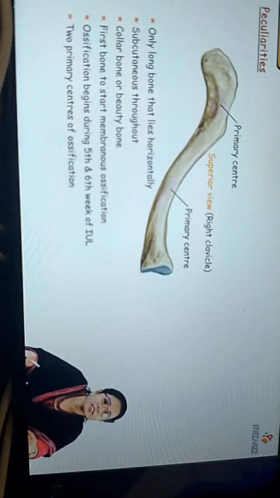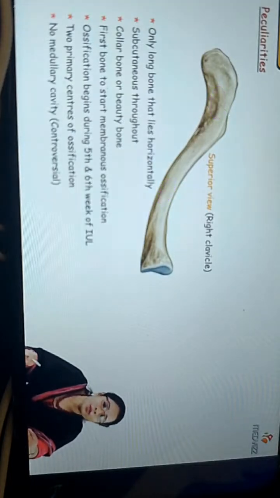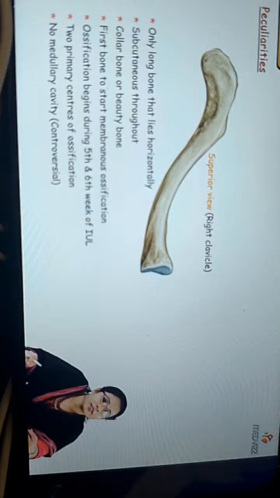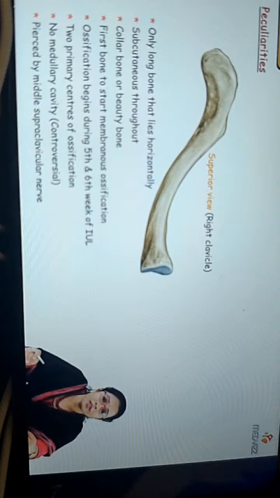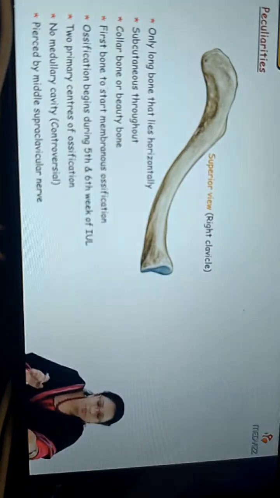It is generally said to have no medullary cavity. So it is a controversial thing. Some say it is having medullary cavity, and some anatomists say it is not having any medullary cavity. It is occasionally pierced by nerve called as middle supraclavicular nerves, which are subcutaneous nerves getting origin in the posterior triangle of the neck. So starting with the side determination of the clavicle, which is right, which is left.